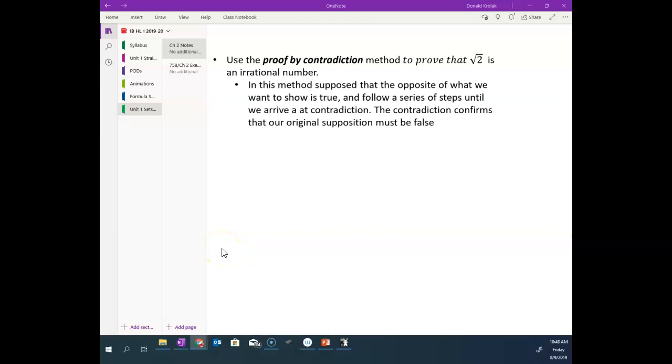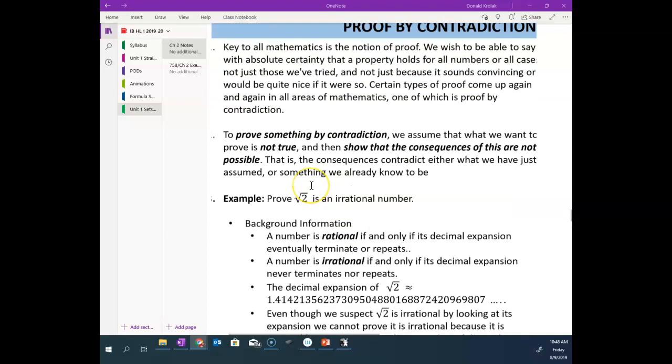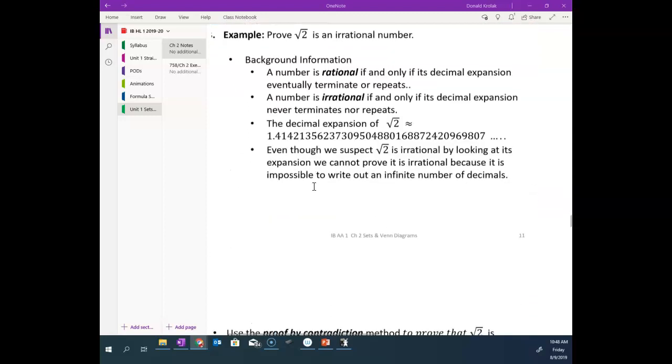All right, so we kind of laid the groundwork for this little section here on different types of proofs.